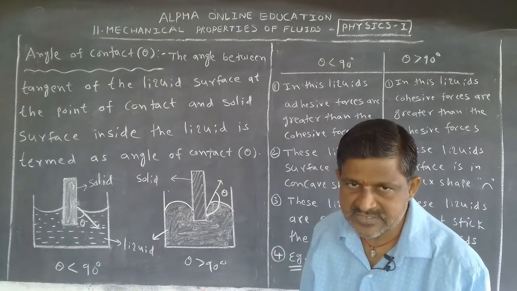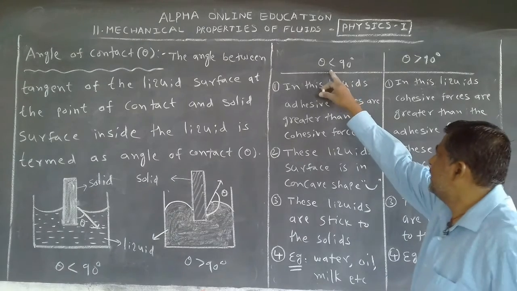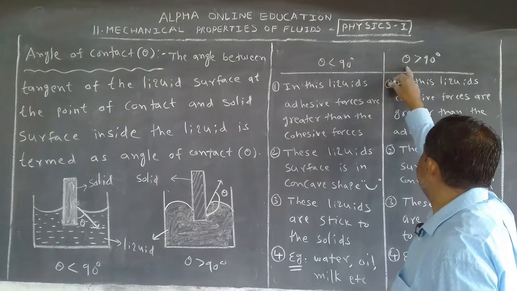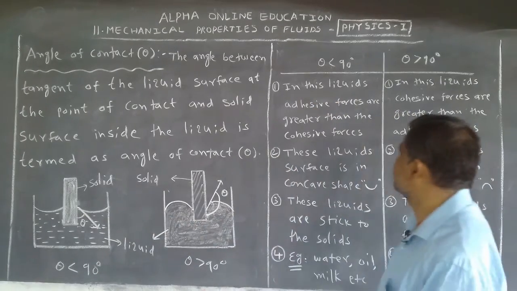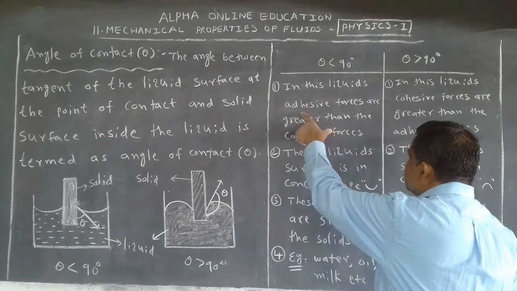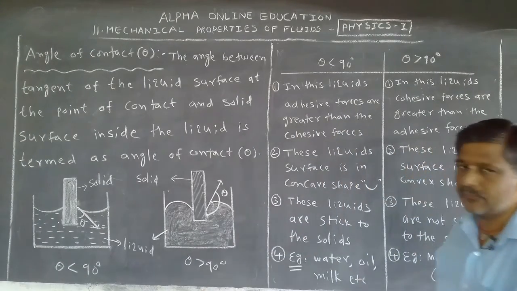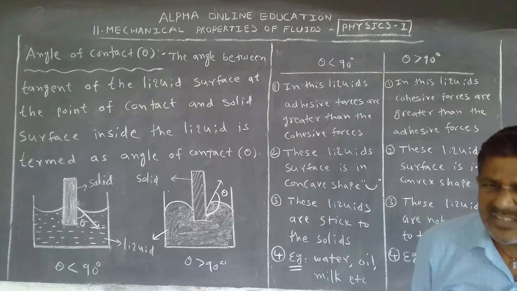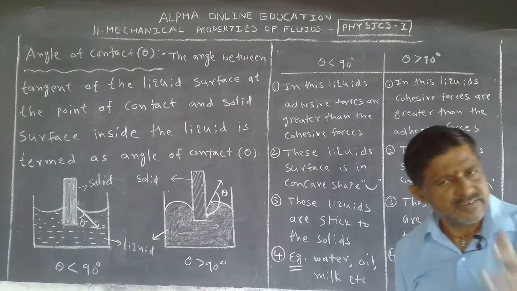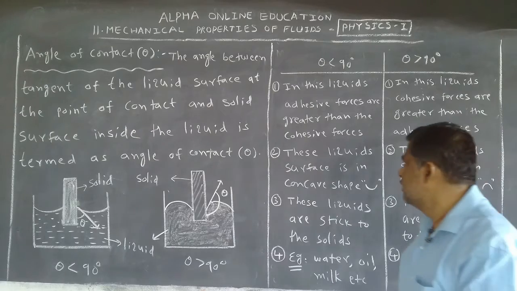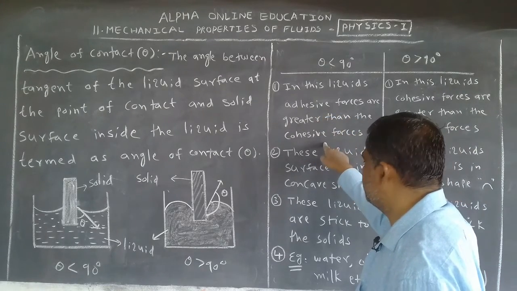Why does this difference occur? Now let us see. Theta is less than 90, theta is greater than 90. In these liquids, adhesive forces are greater than the cohesive forces. What is the adhesive force? Attraction force. What is the cohesive force? It is also attraction force. Here which force is greater? Adhesive force is greater than cohesive force.